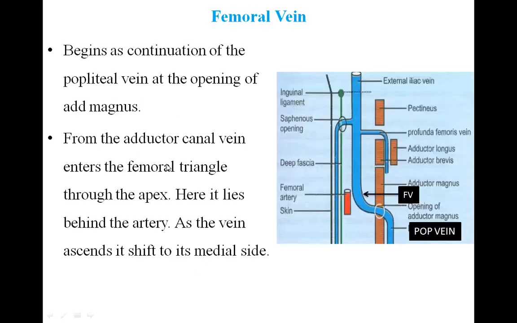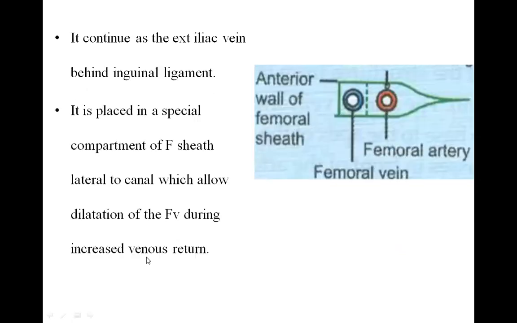Coming to the femoral vein, it begins as a continuation of the popliteal vein at the opening of the adductor magnus muscle. From the adductor canal, the vein enters the femoral triangle through the apex. Here it lies behind the artery. As the vein ascends, it shifts to its medial side. It continues as the external iliac vein behind the inguinal ligament. It is placed in a special compartment of the femoral sheath lateral to the canal, which allows the dilatation of the femoral vein during increased venous return.